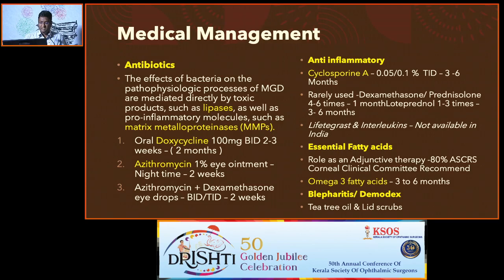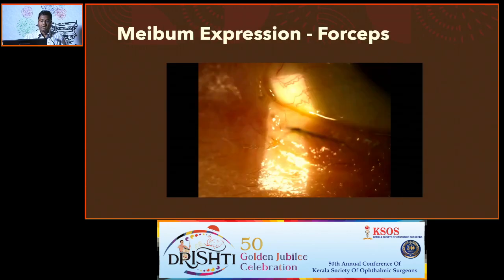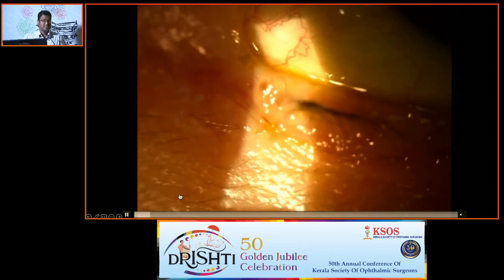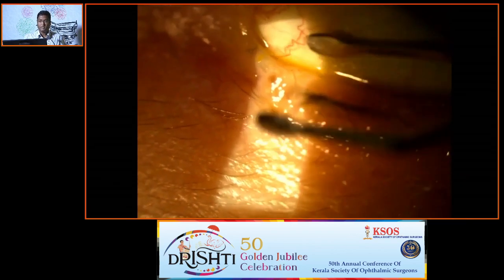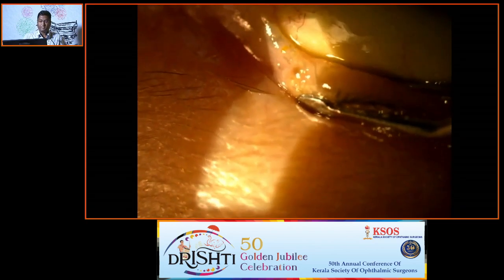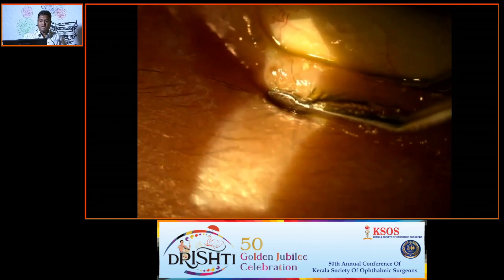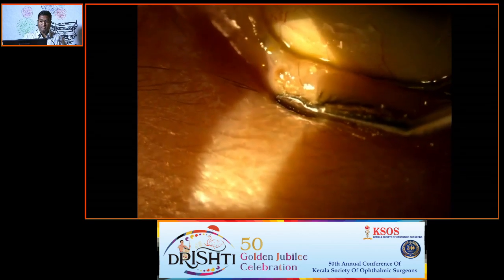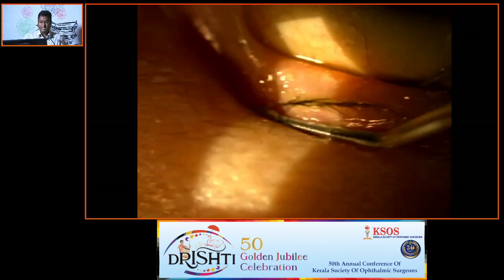And for blepharitis and Demodex, you use tea tree oils. And this simple thing all of us can do in our OPDs is the meibum expression. These meibum expressors are available from most of the microsurgical companies. After warm compresses for a week's time, with gentle expression, you can remove the meibum from the glands in the OPD in this way.